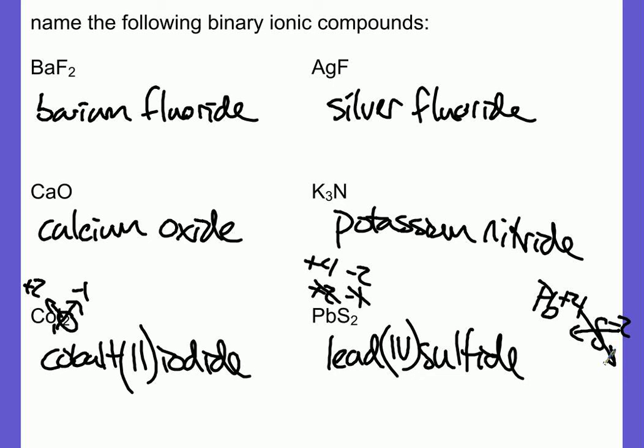But it was that lead 4, not lead 2. And again, in this case, unlike the cobalt, there is an old name if you want to use it. This could technically be called plumbic sulfide. So use one name or the other. You can use the stock name every time if you want, because it is actually easier. But ultimately, you just need to name it. So use whichever one you want. If you like the old name, use the old name.